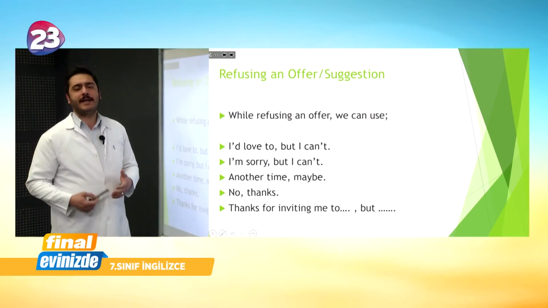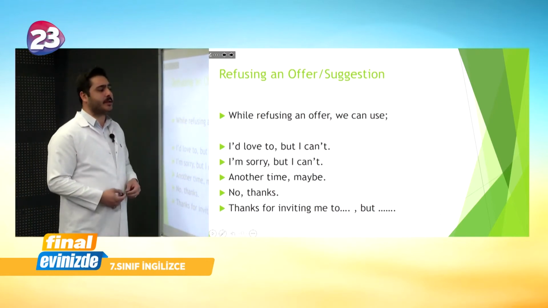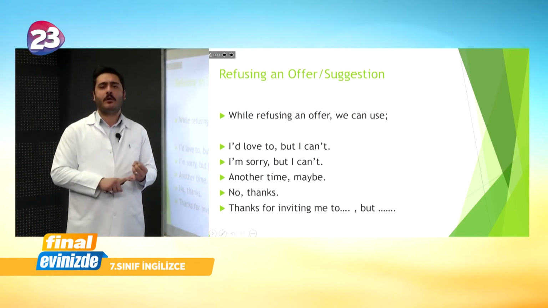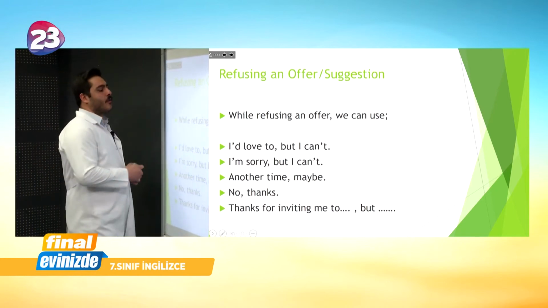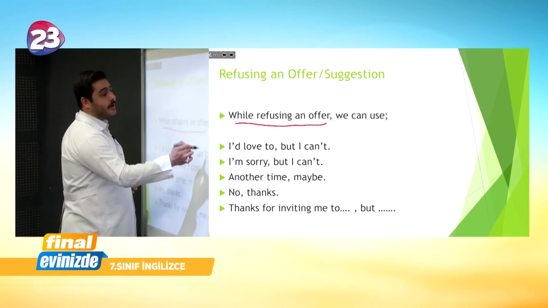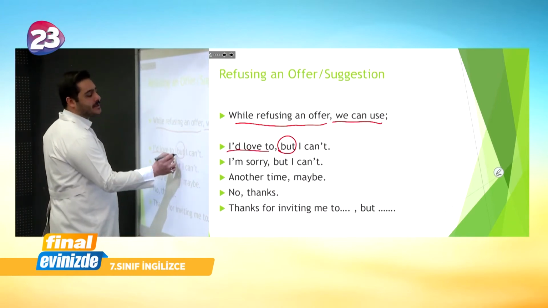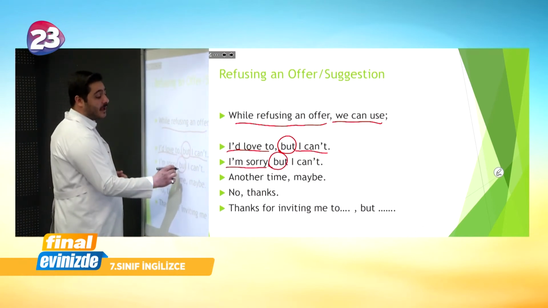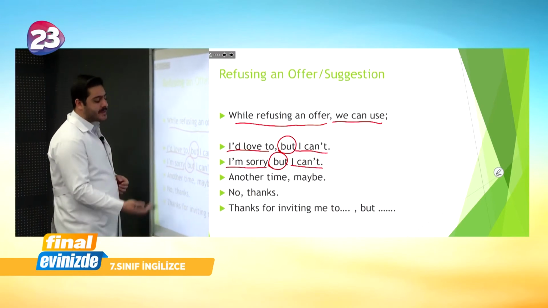When someone asks us to go somewhere or to do something, we have two options. Either we will accept it or we will refuse it. While refusing an offer, we can use: I would love to, but I can't. I'm sorry, but I can't. Another time maybe. No, thanks.